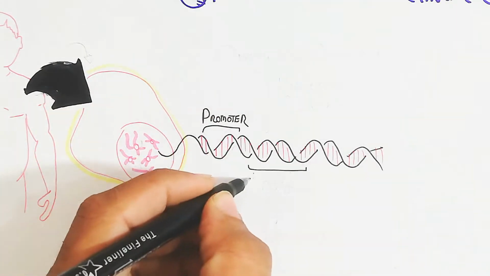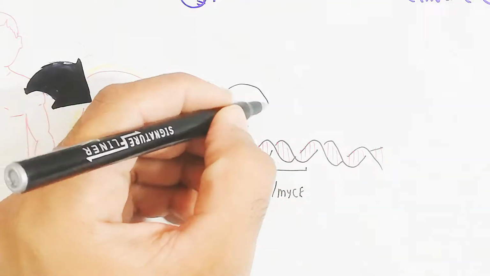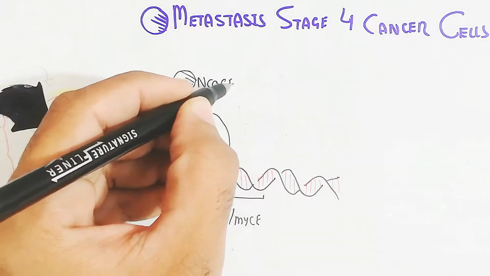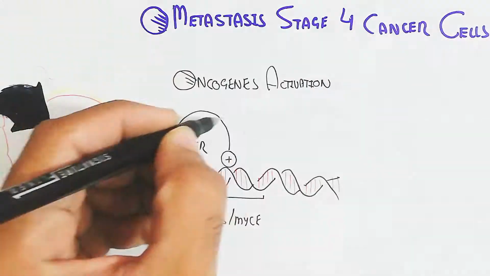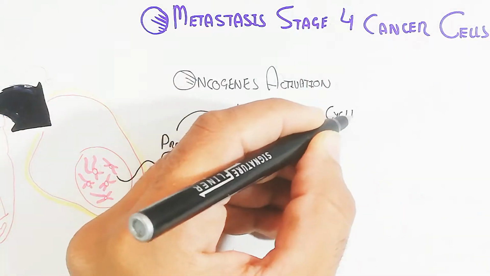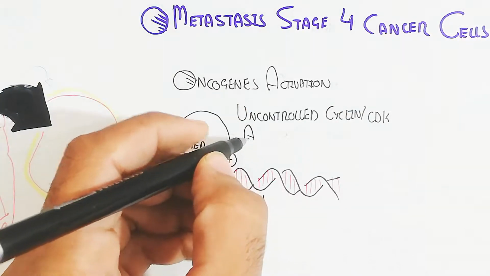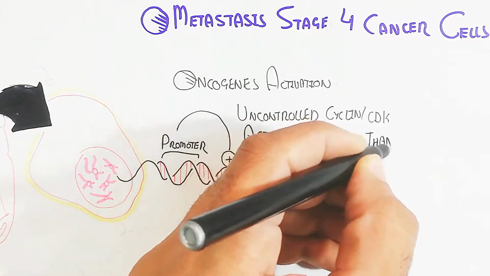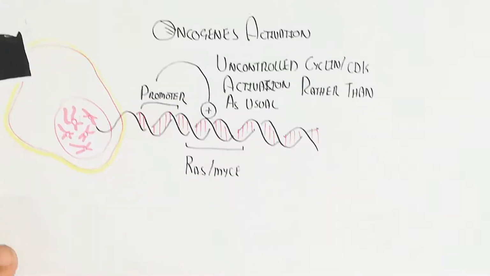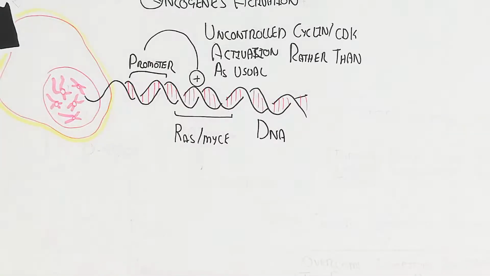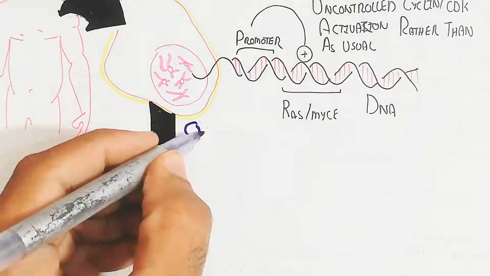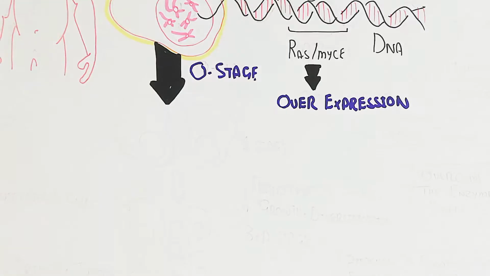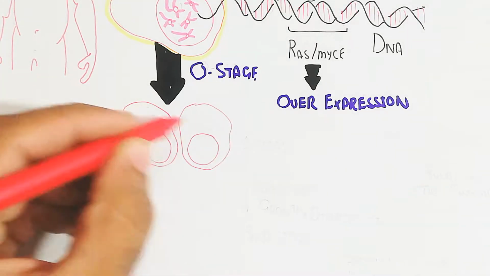This is the cell of a person containing a chromosome, and this chromosome contains the DNA, which contains a promoter and the RAS and myc genes. For example, oncogene activation will lead to uncontrolled growth, and the promoter will be inhibited due to methylation. The epigenetic change will lead to uncontrolled cyclin CDK activation rather than as usual. In this way, the RAS and myc genes are also involved in the synthesis of protein and preparation for cell division, and uncontrollability will occur.